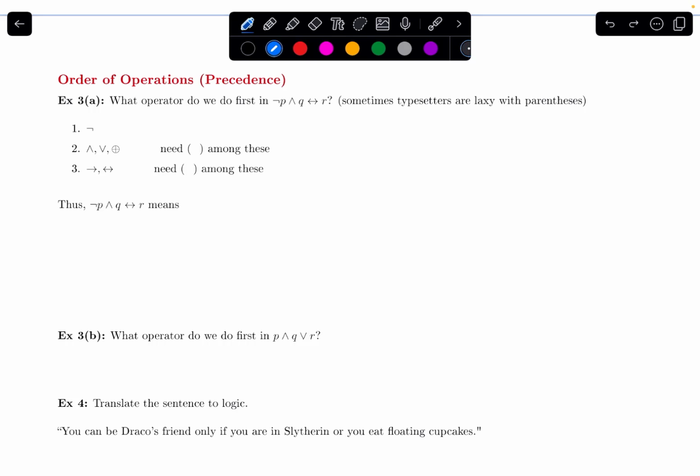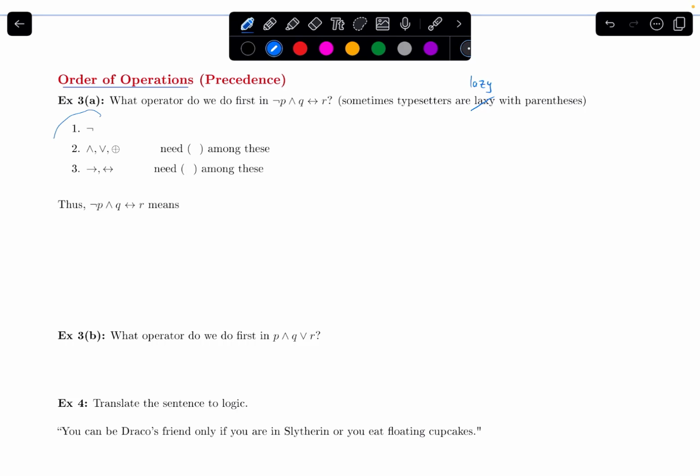In this video, we're continuing section 1.1 on propositional logic, and we are going to discuss order of operations, or sometimes we call this precedence. So this has to do with when we have a bunch of logical operators, like a not, an and, if and only if, which ones do we deal with first? Because sometimes the people who are typing this up, we call these typesetters, they get lazy. There's a typo there. This should say L-A-Z-Y. They get lazy and don't write parentheses all the time.